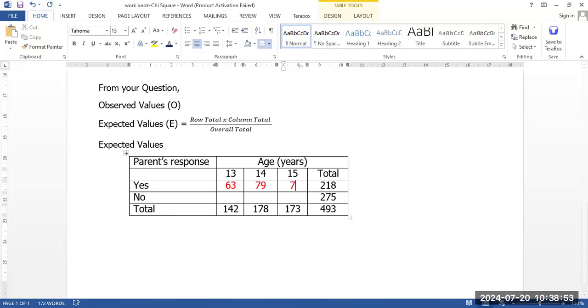76. Let's round off to the whole number. It's 0.05, 76. What about here? I need another person to tell me the figure here. We are getting row total, which is this one, times column total, which is 142. Then the answer we get divided by. What do you get here? 79. What about here?